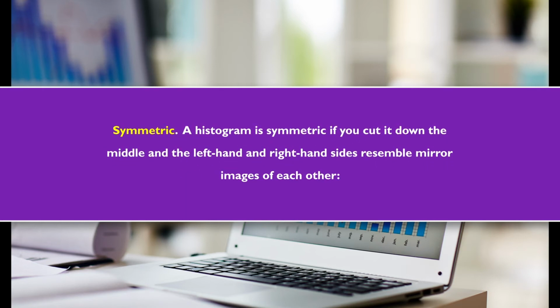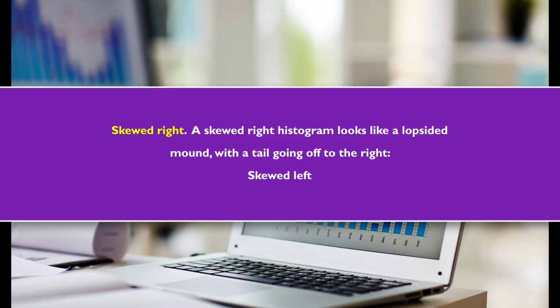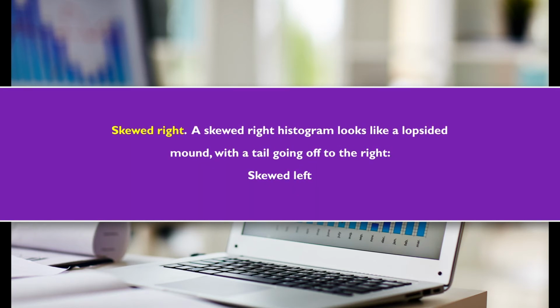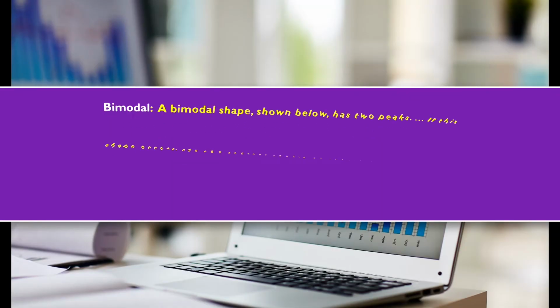How do we interpret the shape of the statistical data in a histogram? We have seen that symmetric is there, then skewed right is there. When we go more into the depth of symmetric, a histogram is symmetric if you cut it down the middle and the left-hand and right-hand sides resemble mirror images of each other. That is very true. A skewed right histogram looks like a lopsided mound with a tail going off to the right. There are certain examples of skewed left also. So what does the shape of a histogram tell us? It can be bimodal.